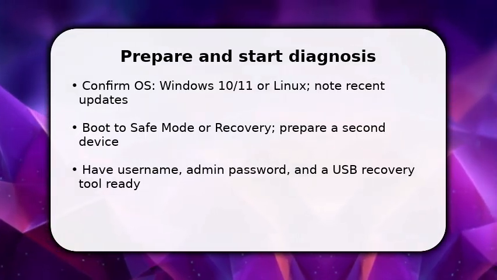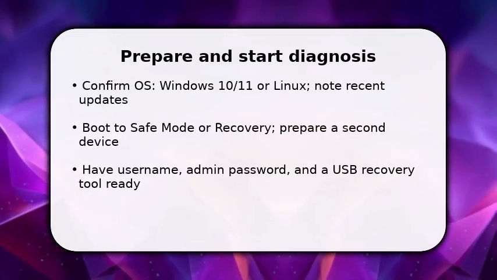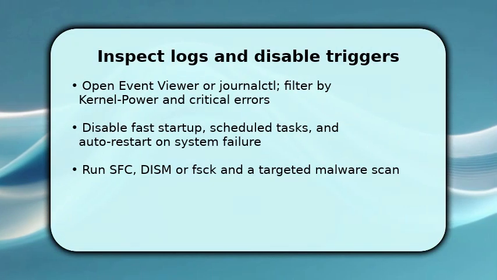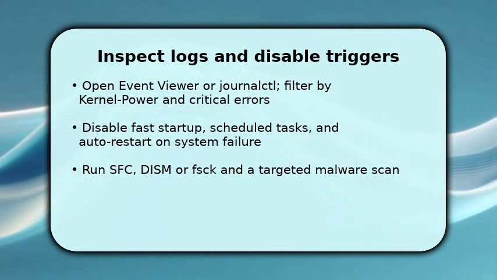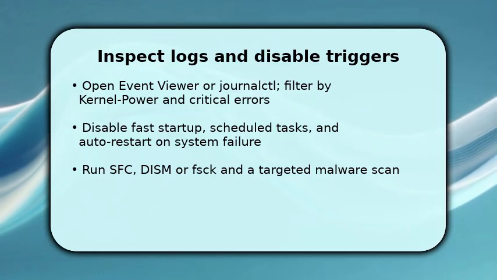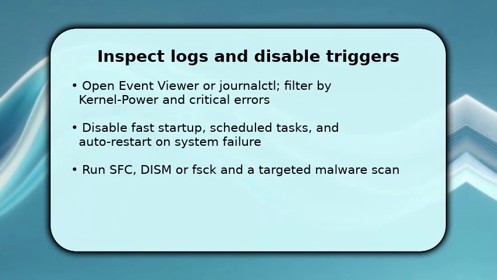You need access to Event Viewer or System Logs next, so note timestamps of the shutdowns and keep a pen or screenshot tool ready. You now inspect logs to find the cause. In Windows, check Event Viewer for kernel power and bug check entries. In Linux, use journalctl -b and grep for OOM or ECC errors.